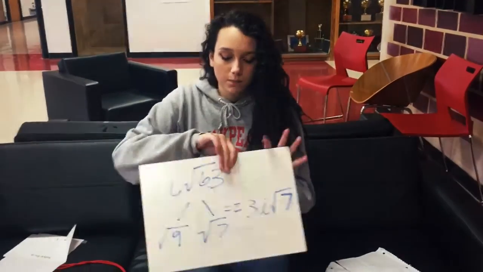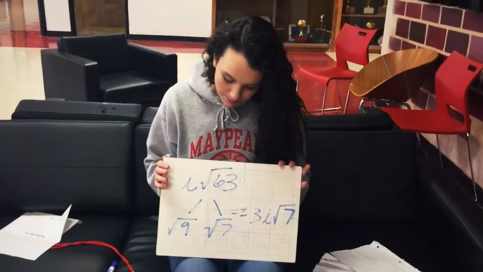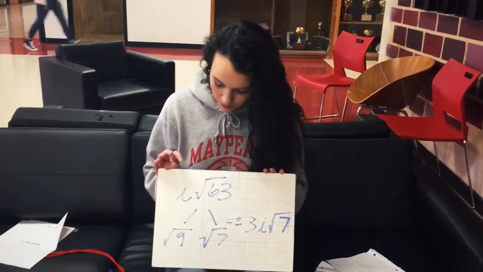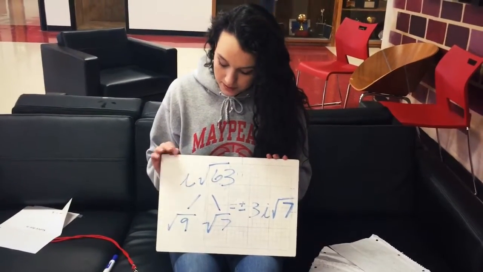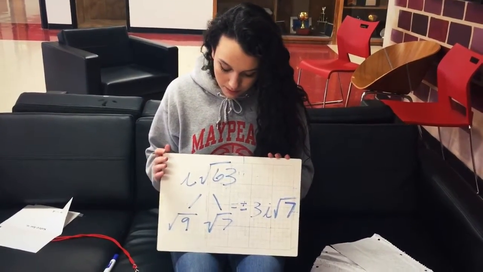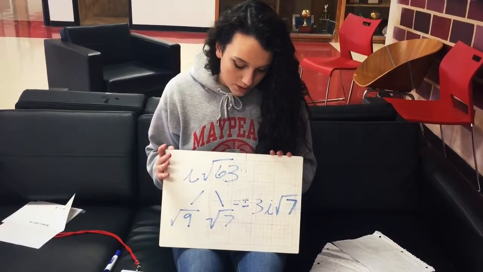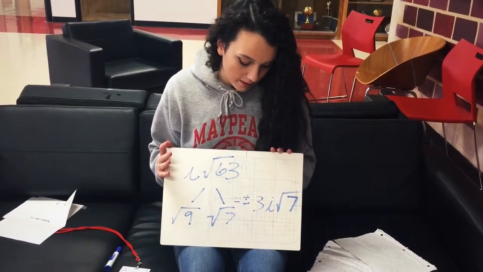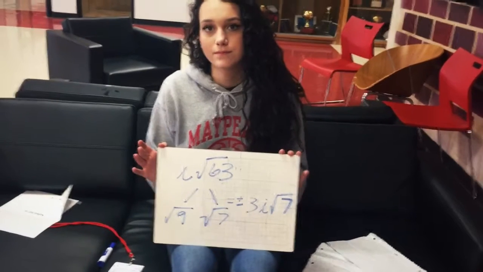After you take the negative number out of the square root, you must see if you can continue to simplify it further. For example, I square root of 63 can be simplified into the square root of 9 and the square root of 7, which equals plus or minus 3I square root of 7.